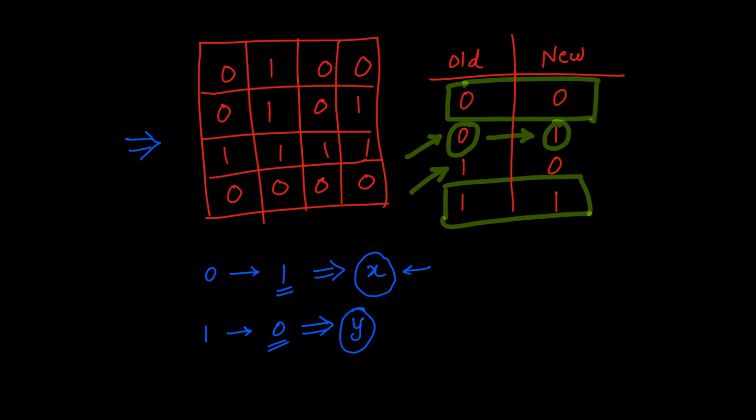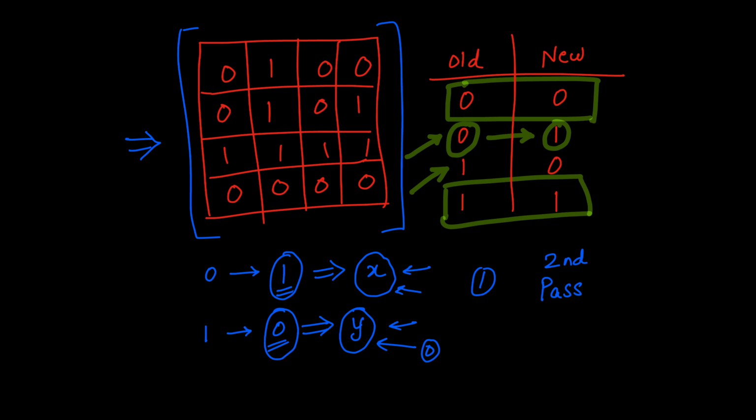So when checking for the neighbors and if we see x or y in them, we know how to handle it. If it is x, we should consider it as 1, and if it is y, we should consider it as 0. And once all of the cells have been updated on the board, we can simply do a second pass iteration on all of the cells to replace the value of x with 1 and y with 0.